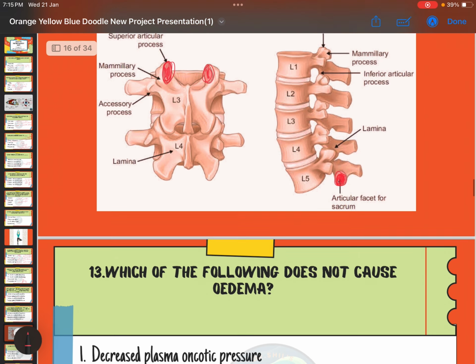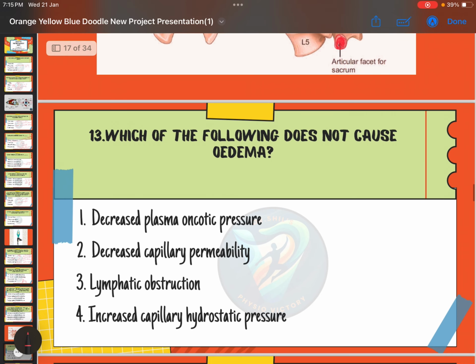Next, come to question number 13. Which of the following does not cause edema? Option 1, decrease plasma oncotic pressure. Option 2, decrease capillary permeability. Option 3, lymphatic obstruction, and option 4, increased capillary hydrostatic pressure.